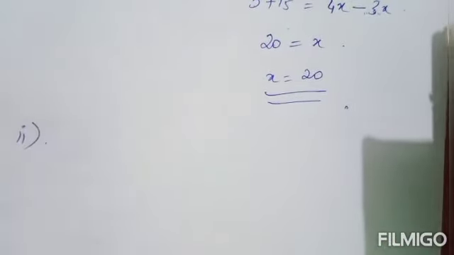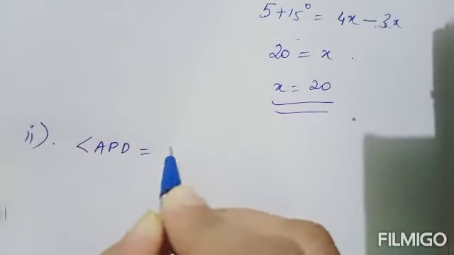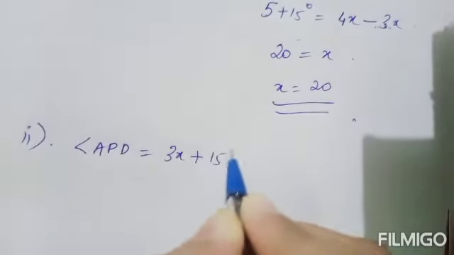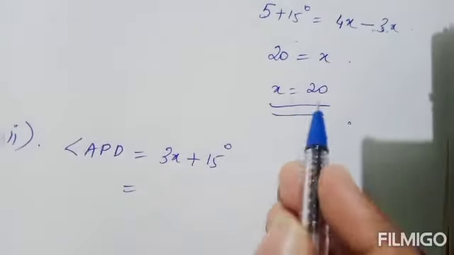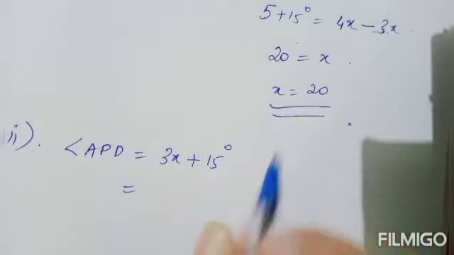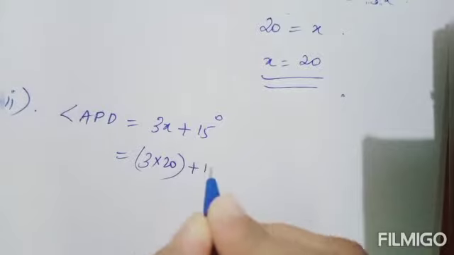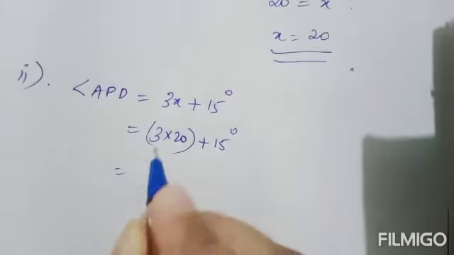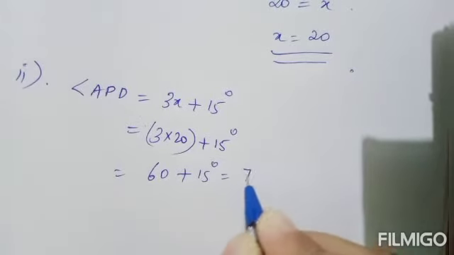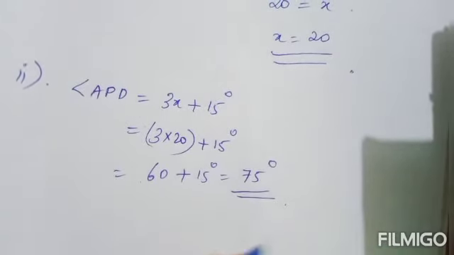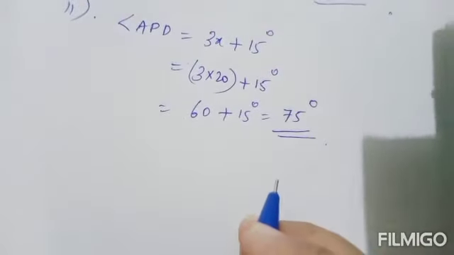Now in the second one, angle APD. Angle APD is given in the question as 3x plus 15 degrees. So substitute the value of x. We found the value of x equal to 20 here. So 3 into 20 plus 15 degrees. Now 3 into 20 is 60, plus 15 degrees. 60 plus 15 you will get 75 degrees. So this is the measurement of angle APD.